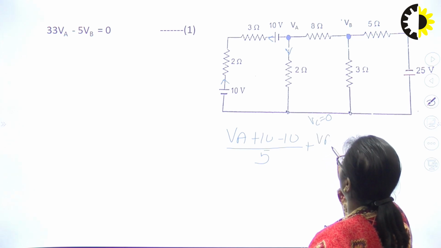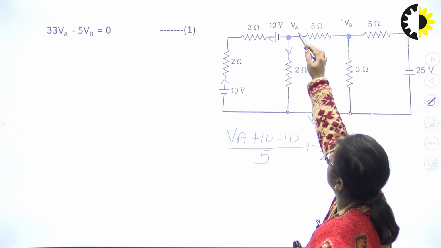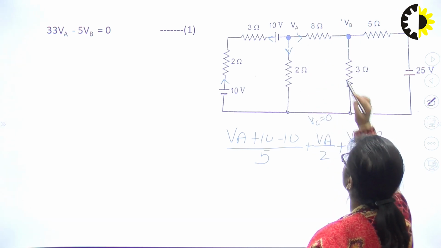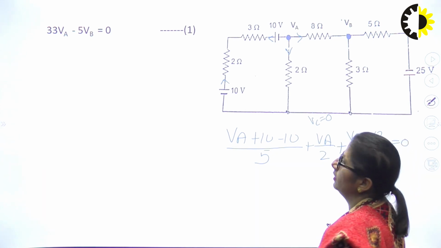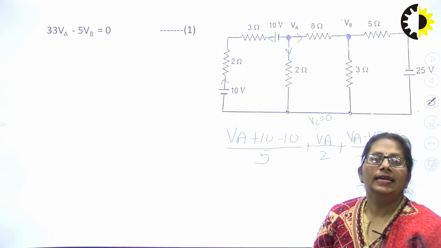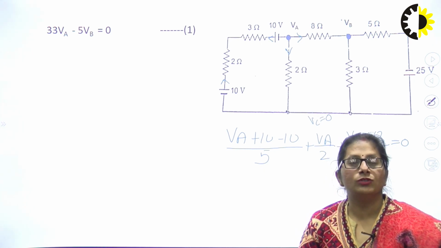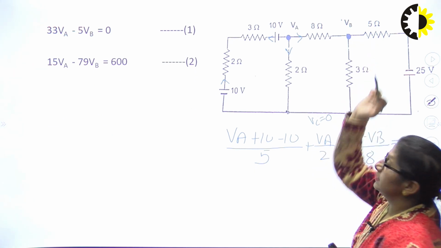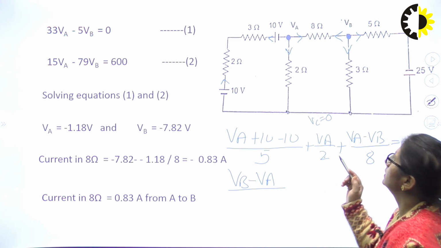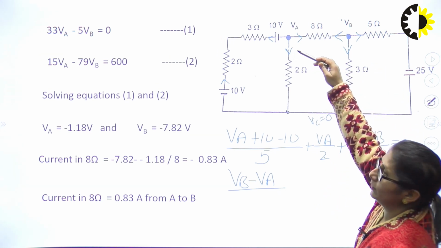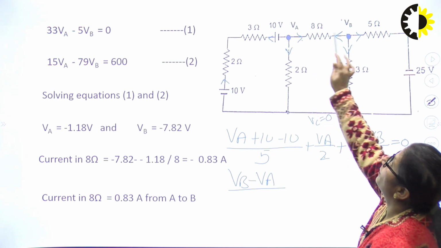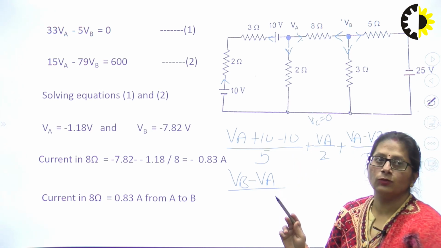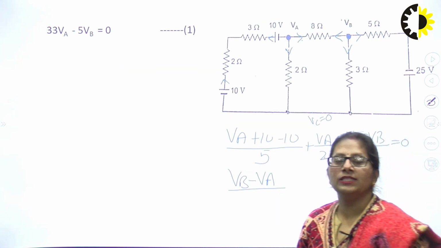It is VA upon 2. Similarly, what is the current in here? The difference between the 2 junction voltages, VA minus VB, upon the resistance, that is 8, is equal to 0. Once I resolve it, I will have the equation 33 VA minus 5 VB is equal to 0. Okay. Now, applying KCL at junction B. So the equation we are writing is, the second is VA upon 2, right? And the third, that will be VA minus VB upon 8, is equal to 0. Resolving it into VA and VB, the equation we will get is 33 VA minus 5 VB is equal to 0.